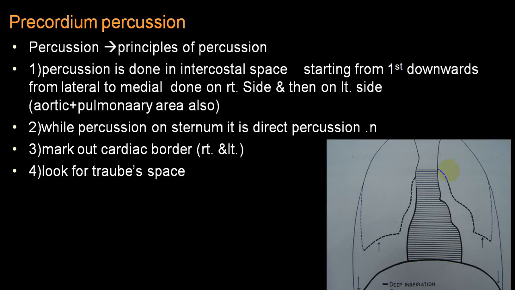If the left border is enlarged, meaning in a normal person the apex will be just inside the midclavicular line in the fourth or fifth intercostal space. So if you get the area of cardiac dullness outside the midclavicular line or below the fifth intercostal space, that is downwards, and outside the midclavicular line, that is outwards. So if there is an increased area of dullness outwards and downwards, it indicates cardiomegaly, and the most common cause of cardiomegaly is left ventricular hypertrophy.